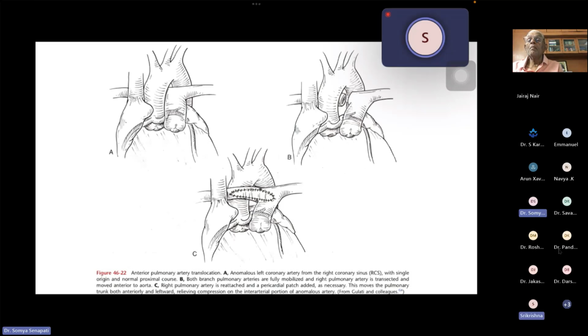This is the aortopulmonary, the anterior translocation of the pulmonary artery. In figure A, you can see an anomalous connection from the right coronary artery with a single origin and normal proximal course. In figure B, you can see both branch PAs are fully mobilized and the RPA is transected and moved anterior to the aorta. In figure C, the right pulmonary artery is reattached and a pericardial patch is added as necessary, which moves the pulmonary trunk both anteriorly and leftwards, relieving compression of the interarterial portion of the anomalous artery.